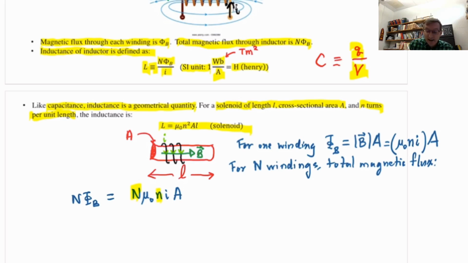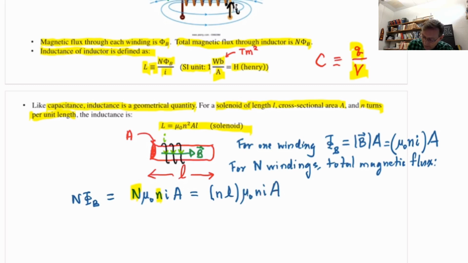We were told what little n was. Remember, we were told that it has little n turns per unit length, so we can't have big N in our answer. But I can express big N in terms of little n. The total number of windings, big N, is the number of turns or windings per unit length, little n, times the length, L. So let me write that.